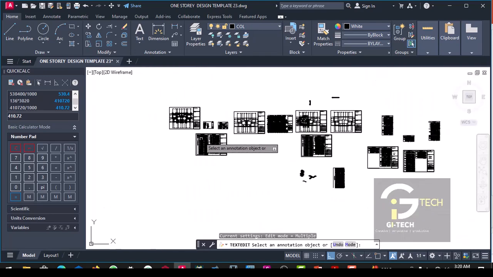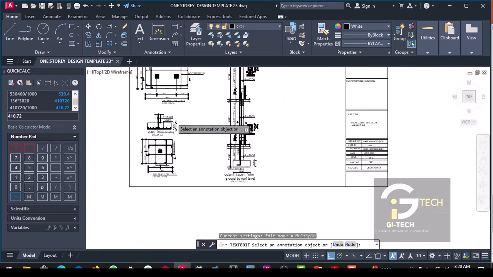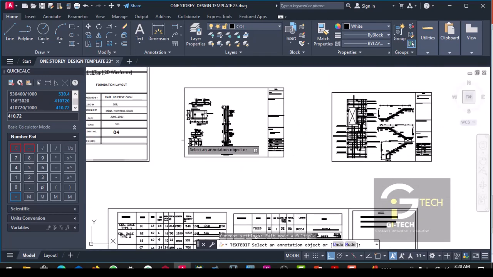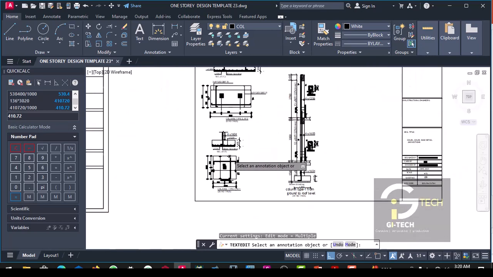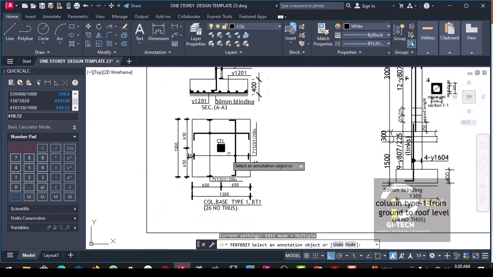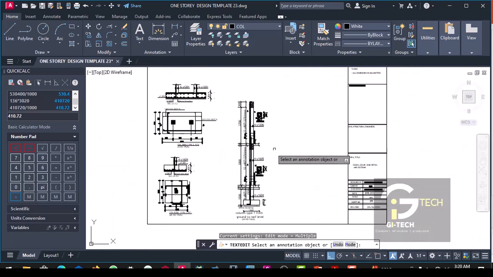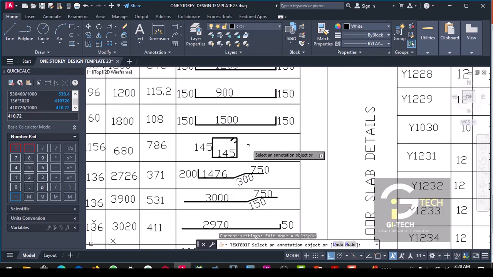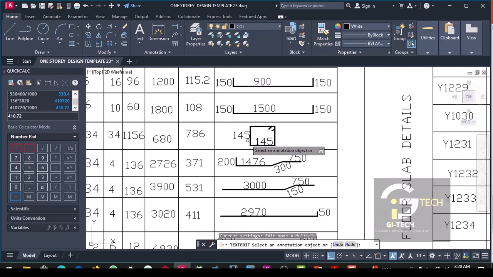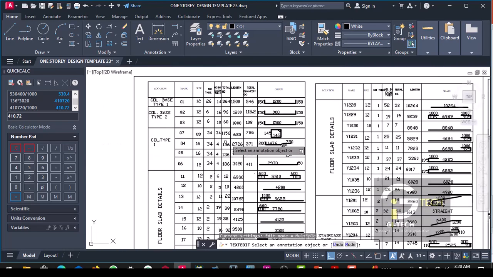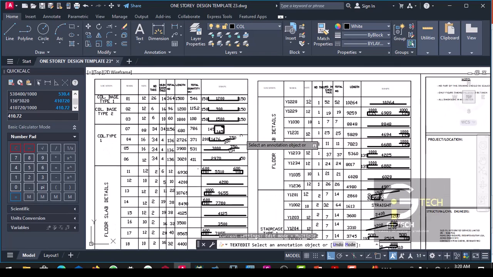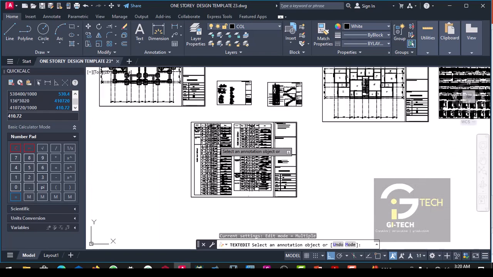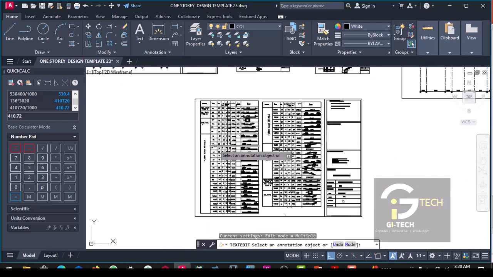So we are done with taking bar bending for column base and column. So we will stop the video here so that it will not be too long. So in our next module, we will consider taking bar bending for slab.